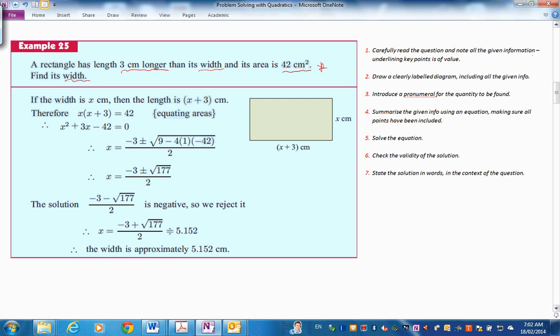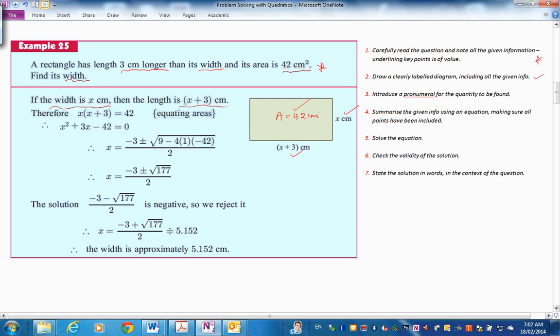Come across to the right here. Carefully read it. Yes, we've done that. Underlining points. Draw a clearly labelled diagram. Okay, let's do this next. Well, here they've done it over here. Here's a rectangle, and its length is 3 centimetres longer than its width. So let the width be X over here. So there it is. Length is X plus 3. You don't have to use X. You could use W and W plus 3 if you like, making it more relevant to the words. I would tend to put on the diagram something like this.